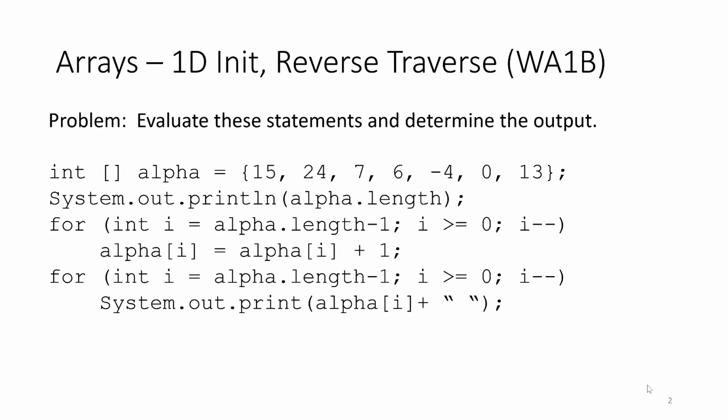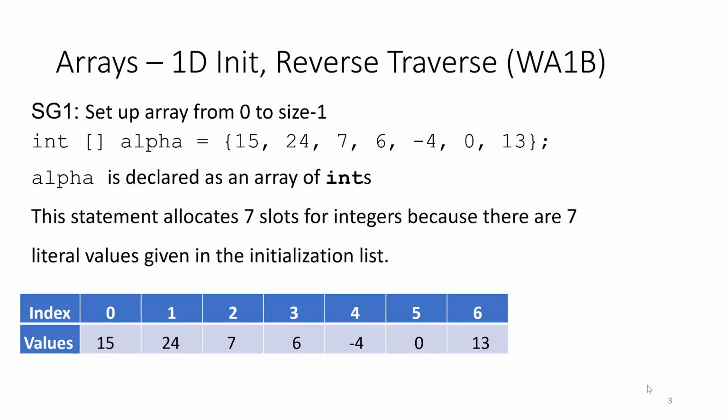Here's the problem that we want to solve. Evaluate these statements and determine the output, followed by a series of Java statements. Sub-goal 1, set up the array from 0 to size -1. In this case, we are given an initializer list for the array alpha.